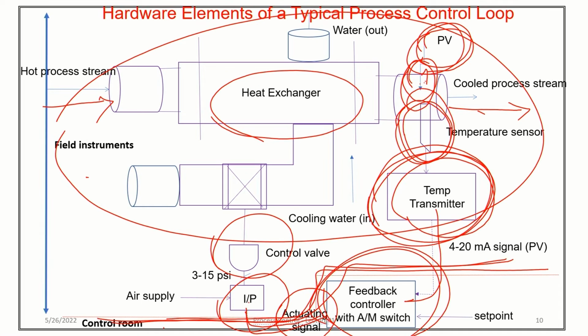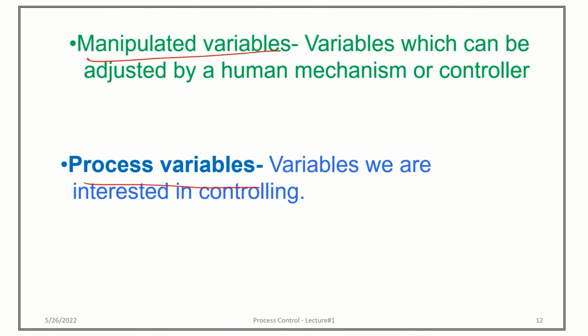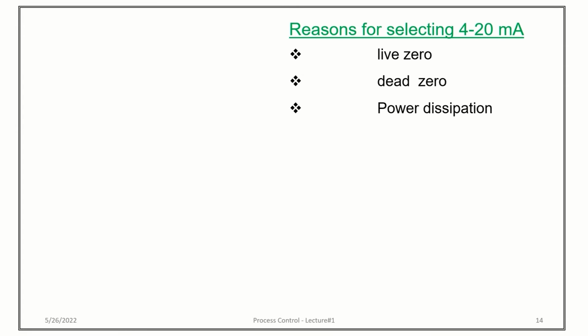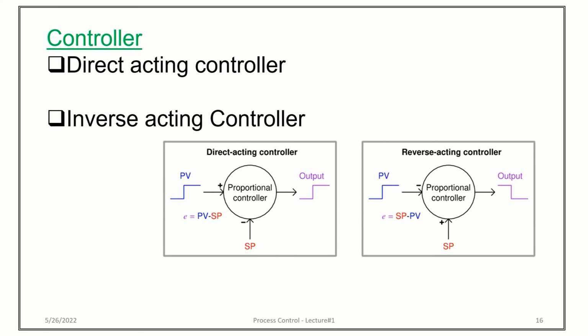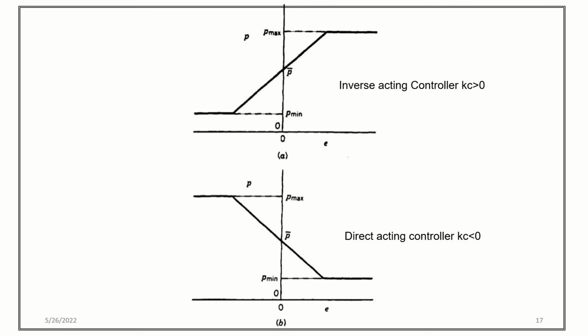The next important component is called the controller, one of the important components, the heart of the process control loop. Again, there are two types of controllers available. Depending upon the control action, they can be classified as direct acting controller and inverse acting controller. I will tell you what is meant by direct acting controller and what is meant by inverse acting controller.